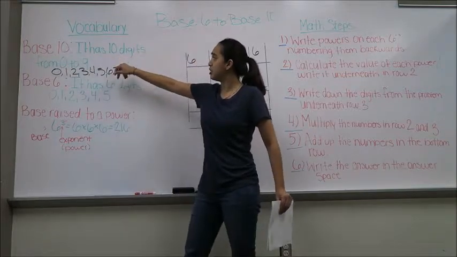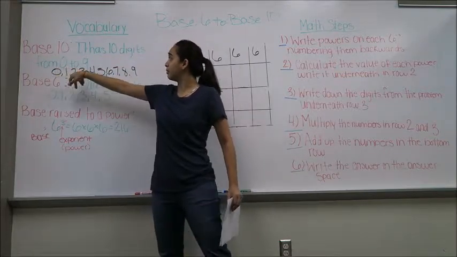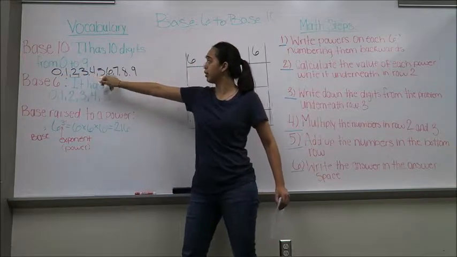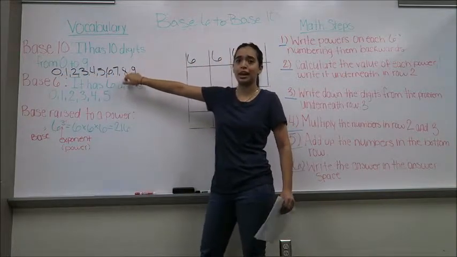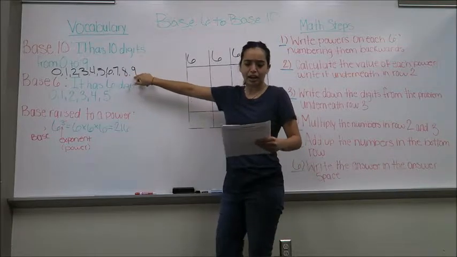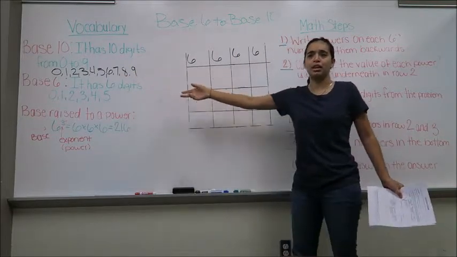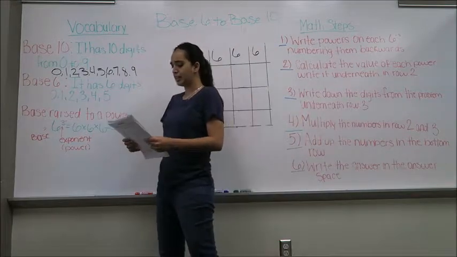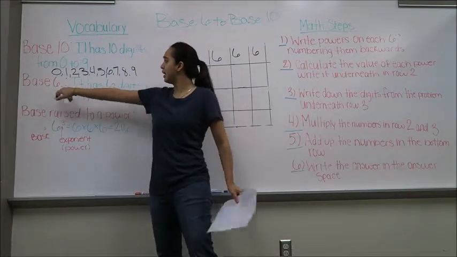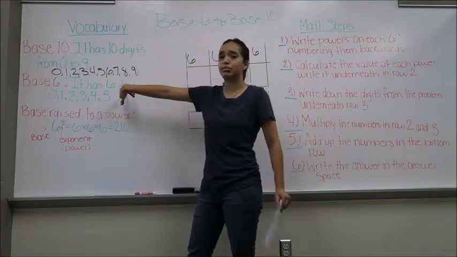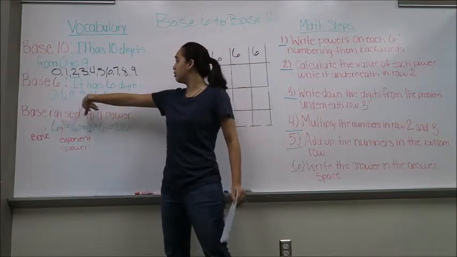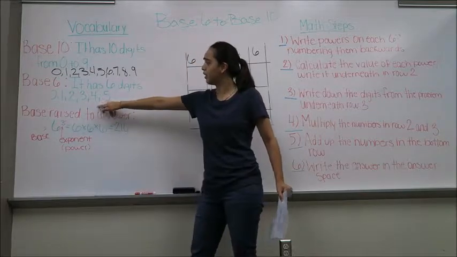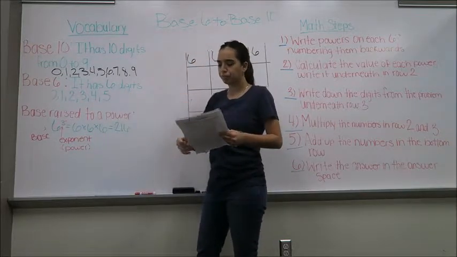It has 10 digits from 0 to 9, which is 0, 1, 2, 3, 4, 5, 6, 7, 8, 9. And also we use this method in everyday life to count. So the next vocabulary is going to be base 6. It has 6 digits from 0 to 5. 0, 1, 2, 3, 4, 5.